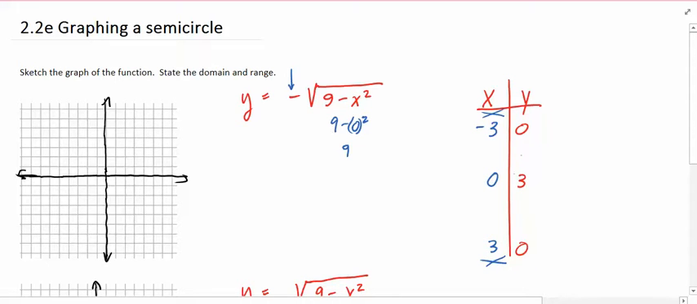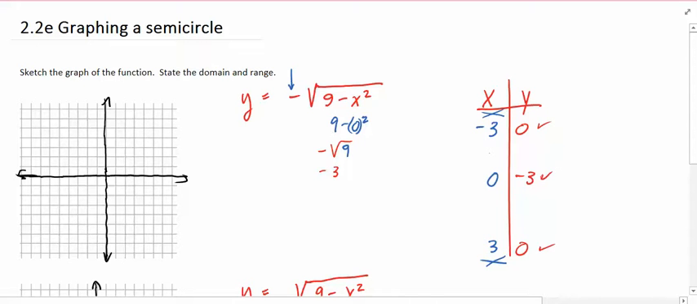Okay. That's going to be, let me fix that one, that's going to be the negative 3. So, if I put in negative 3, I get a 0. There's no such thing as plus or minus 0, so we got that. If I put in a 3, no such thing as plus or minus 0, so I get that. If I put in a 0, I get the square root of 9, and the outside of that has a negative, so I'm going to have a negative 3.